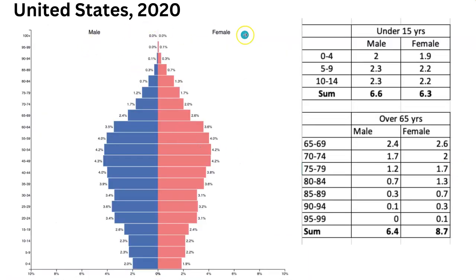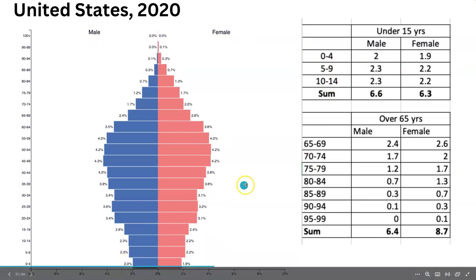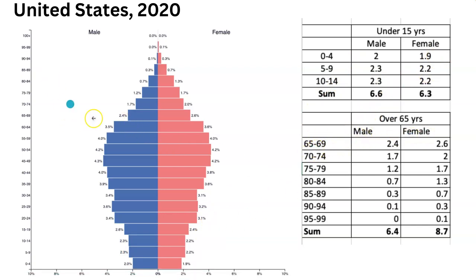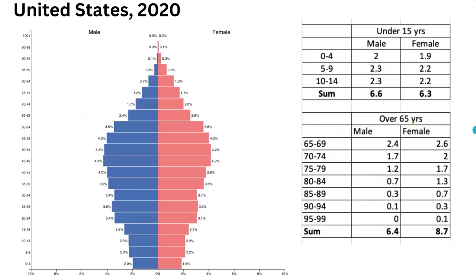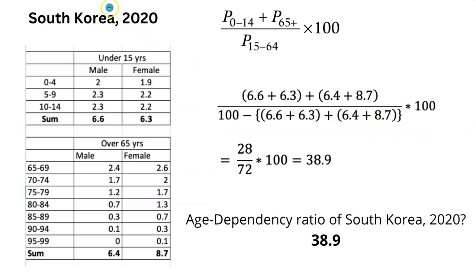So in the United States, in the same way, 2.2, 2.3, 2.3, 1.9, 2.2, 2.2. So these are after that. 65 through 99 or 100 plus, there are no people in the 100 plus. So based on the calculation, these are the numbers you can plug in. In the same way, this is not South Korea. Sorry about that, this is a typo. This is the United States.